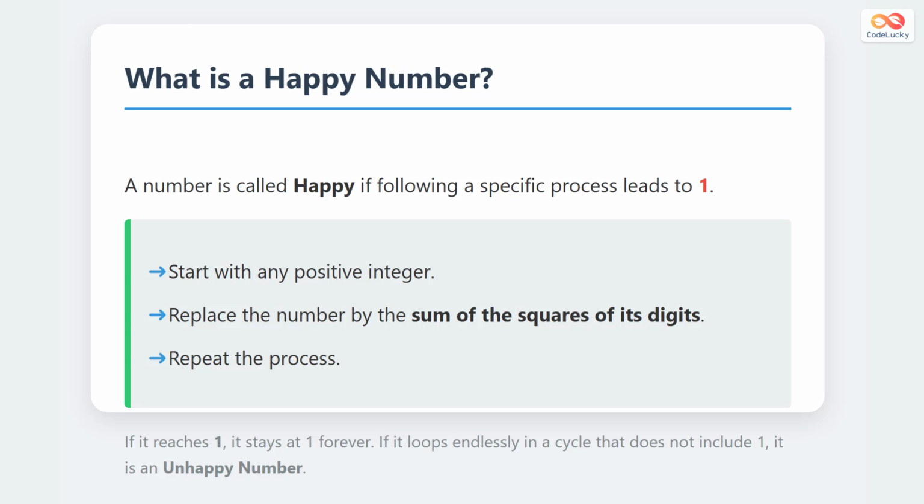So, what exactly is a happy number? A number is defined as happy if, starting with any positive integer, we replace the number by the sum of the squares of its digits, and repeating this process eventually leads to the number 1. If the process loops endlessly in a cycle that does not include 1, the number is considered unhappy.